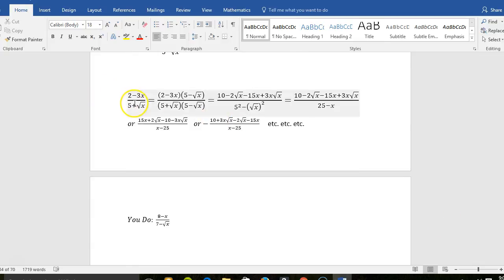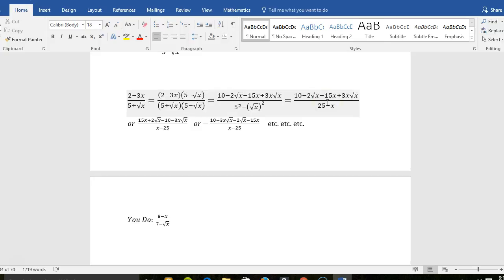Now here, 5 plus radical x, you just conjugate with 5 minus radical x. Downstairs, you'll just do difference of squares. Upstairs, you'll do FOIL, and you'll get some weird, convoluted stuff up here. And now, down here, if you negate the bottom, you get x minus 25, the reverse. If you negate the top and bottom, you just have the same fraction incognito.